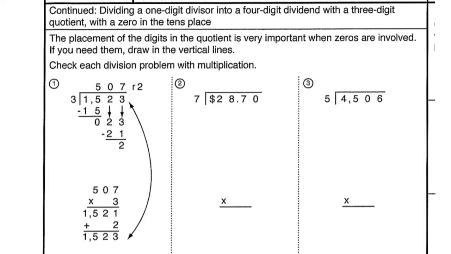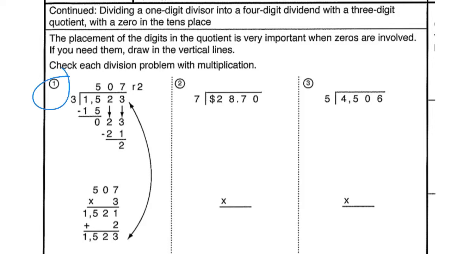We're continuing to learn about doing some long division problems with a one-digit divisor. So let's take a look at the first problem here, problem number 1. We're going to go over that together and then we'll try some other ones. So here we go with number 1.